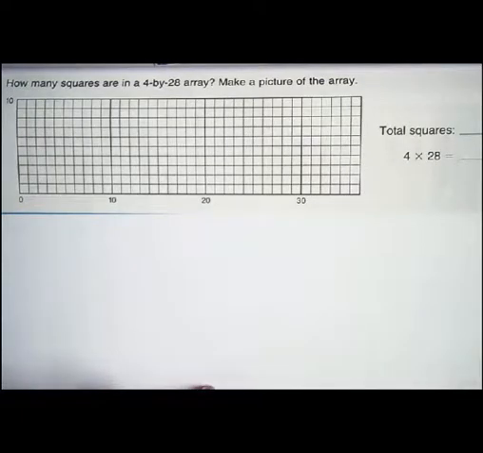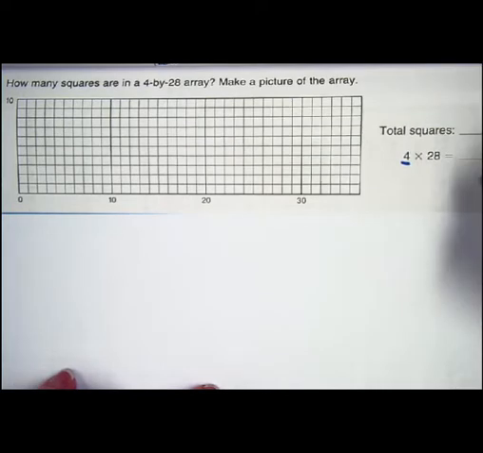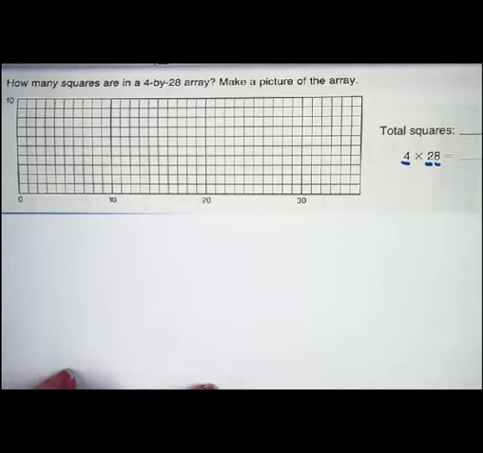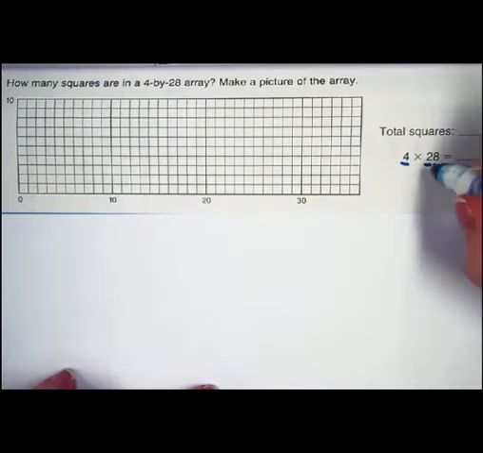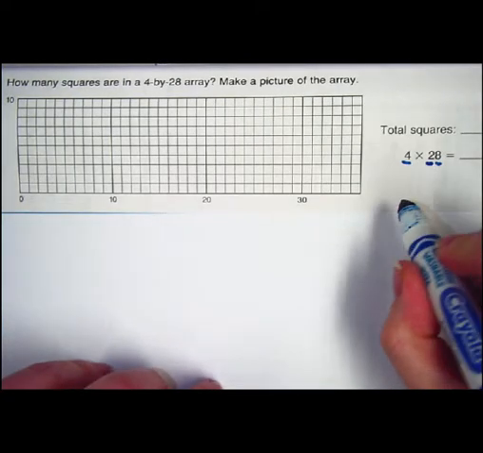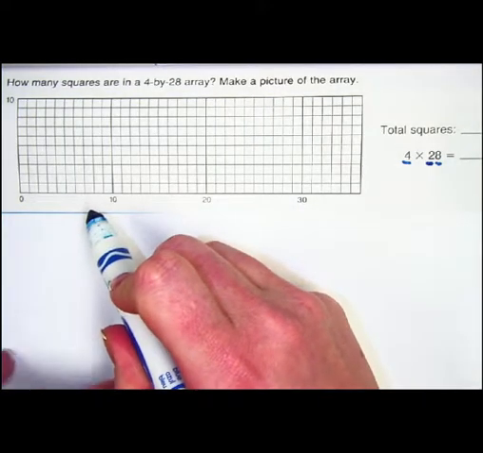Let's say I want to solve the problem 4 times 28. I want to think about this as 4 multiplied by both of the parts of the other 2-digit number. This 2 is 20 and the 8 is 8. You can hear it when you say 28. You can hear the 20 when you read that number. So I'm going to use these squares over here to help me solve the problem.